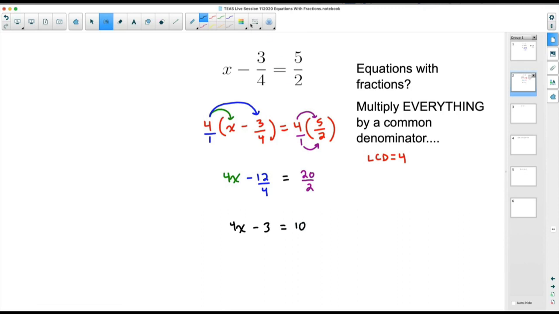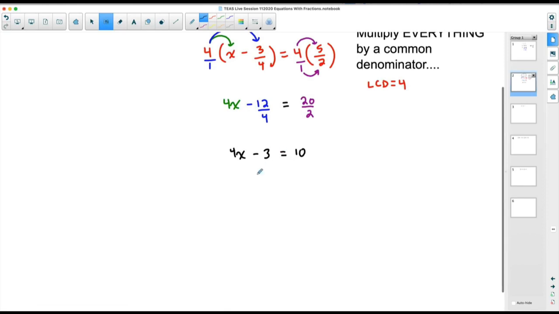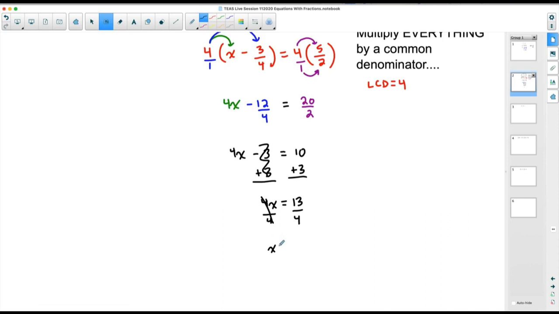Notice now, when we had an equation with fractions, when we multiply everything by a common denominator, we actually have an equation now that is very nice. We don't have any fractions. So let's solve this. Let's add 3 to both sides, trying to get x by itself. We have 4x is equal to 13. And then if we take 13 and divide it by 4, because we're trying to get x by itself, we get an answer of x equals 13 over 4.